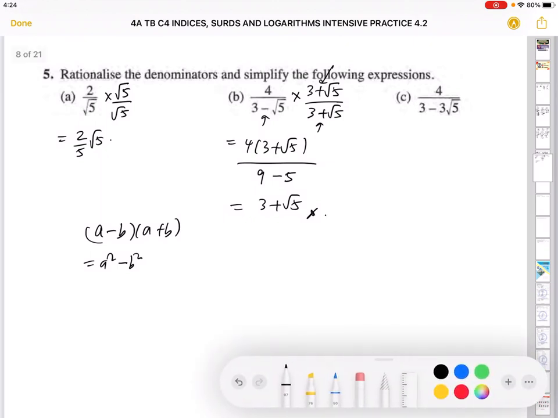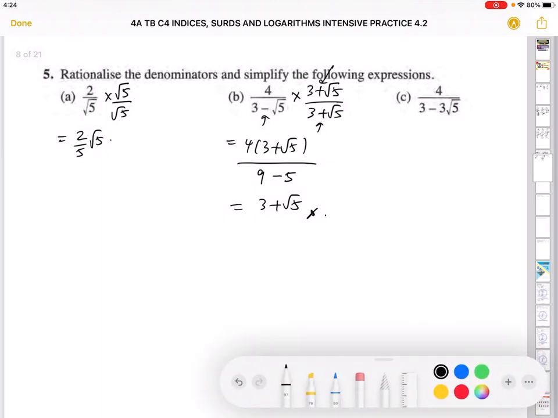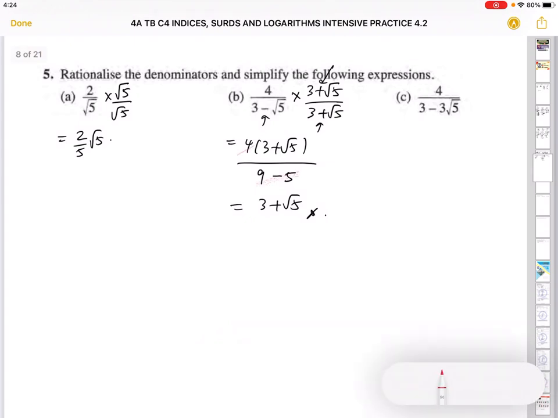So I don't multiply inside, because if you multiply inside, later you have to cancel it again. So just keep the 4 outside. Yeah, so just cancel this way. Okay, all right. Moving on to part C.